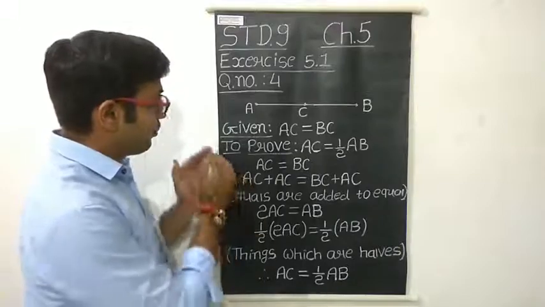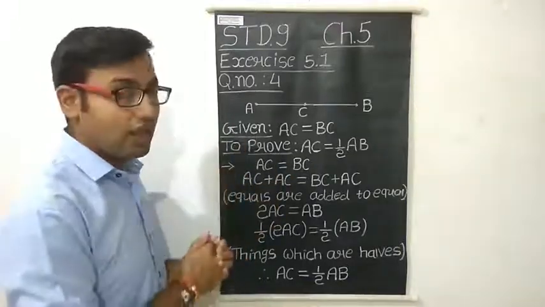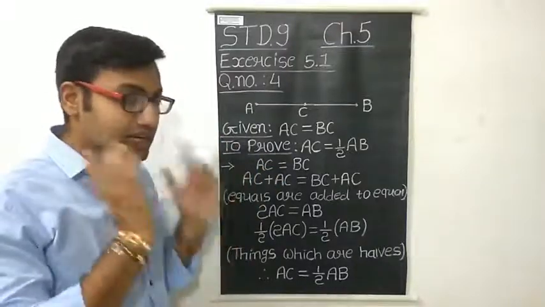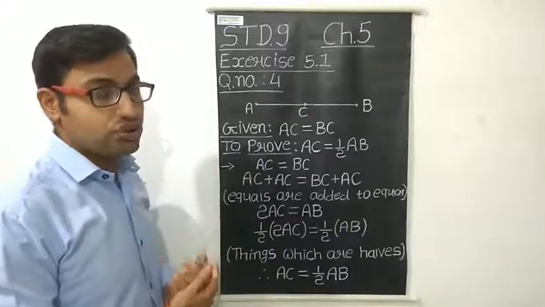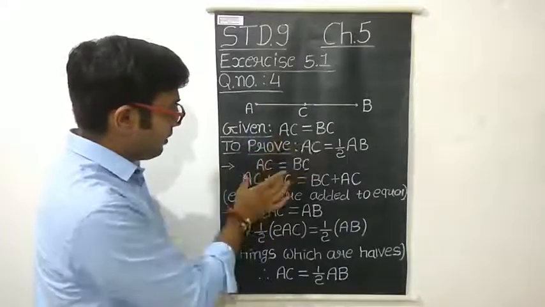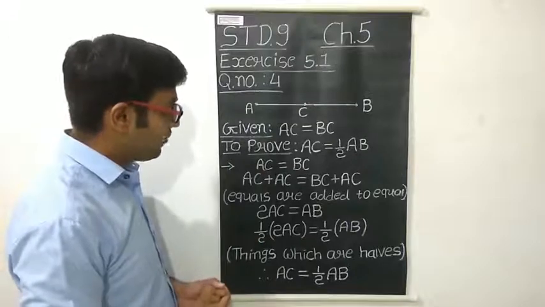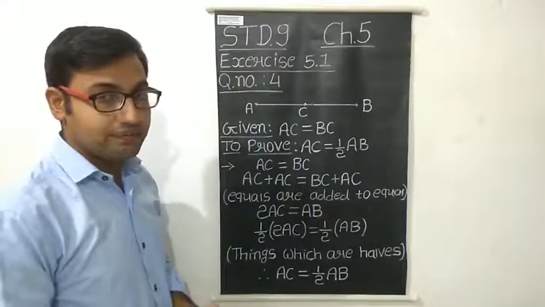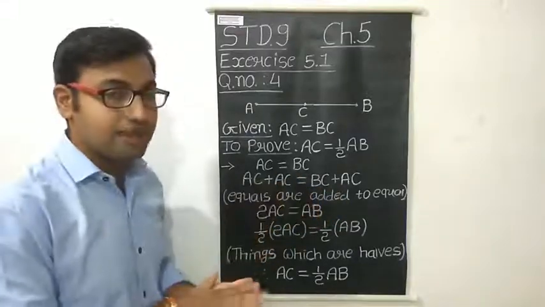Okay, so first of all we have to write down what we have given and what we have to prove. Because by writing this we get a clear idea about the question and we can think about the solution. So we will start from what we have given, AC is equal to BC. Now, what will happen if we add AC to both sides? If we add AC to both sides, this equation will remain the same.